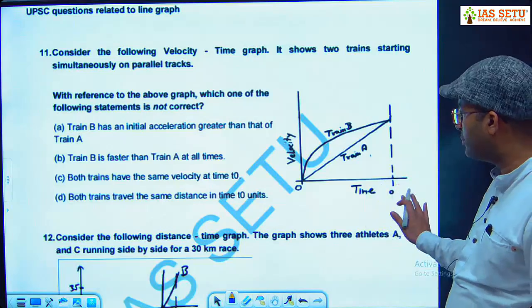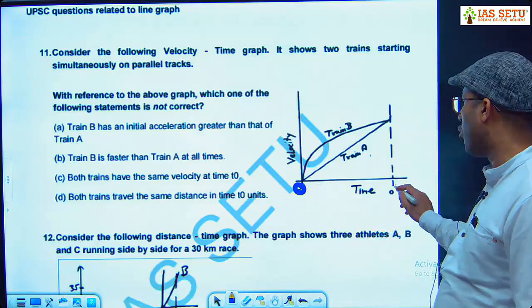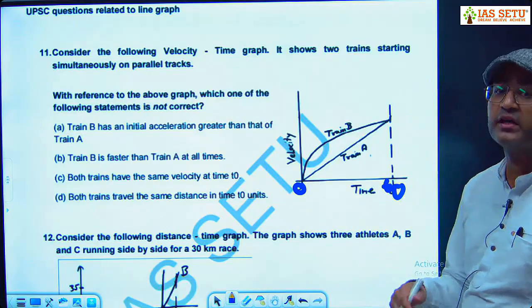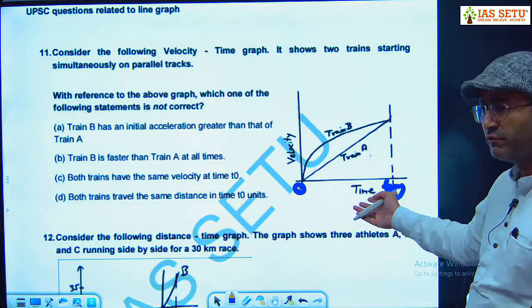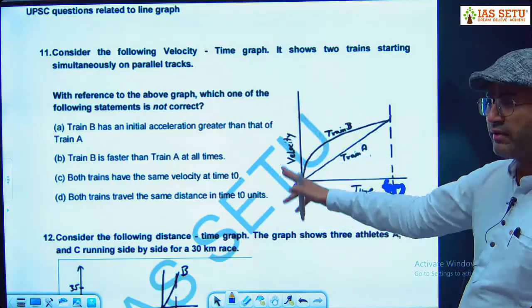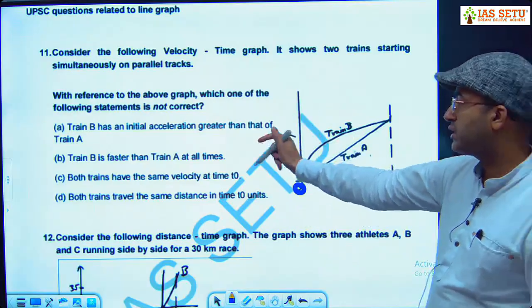Let me tell you, in UPSC they have given the same. This is according to UPSC, 0. This is O, T0. This is T0. Better they would have taken 1, but no, they want to confuse. This is 0, this is T0. Take your time, 1.5 minutes. Think about this question. They are asking not correct.